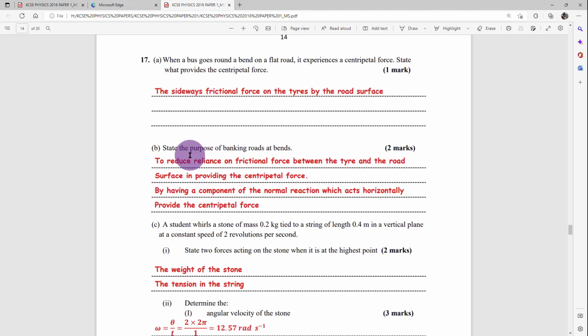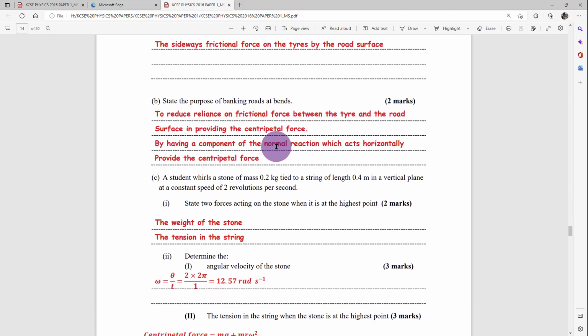Part B, state the purpose of banking roads at bends. If a road is not banked, then all the centripetal force will be provided by the frictional force between the tire and the road surface. Many things could happen, such as on a wet road, the friction force is reduced, and the friction force developed may not be enough to provide the required centripetal force.